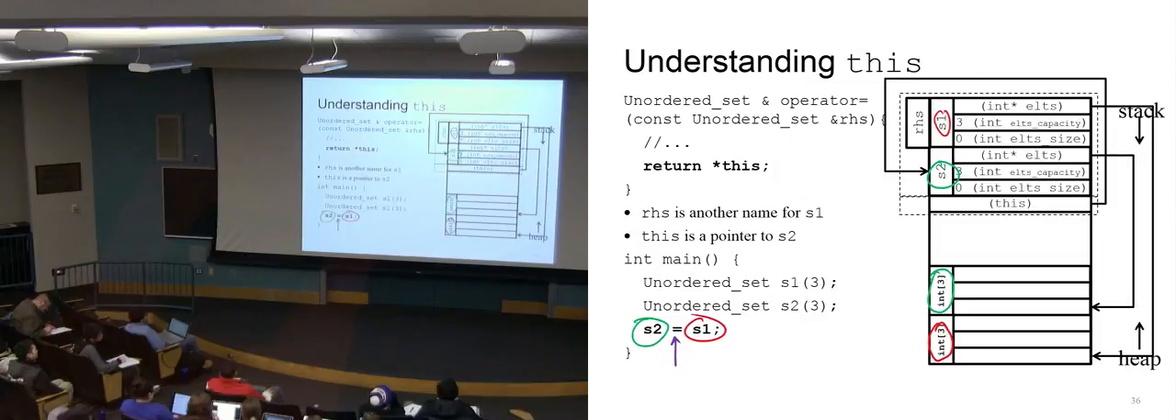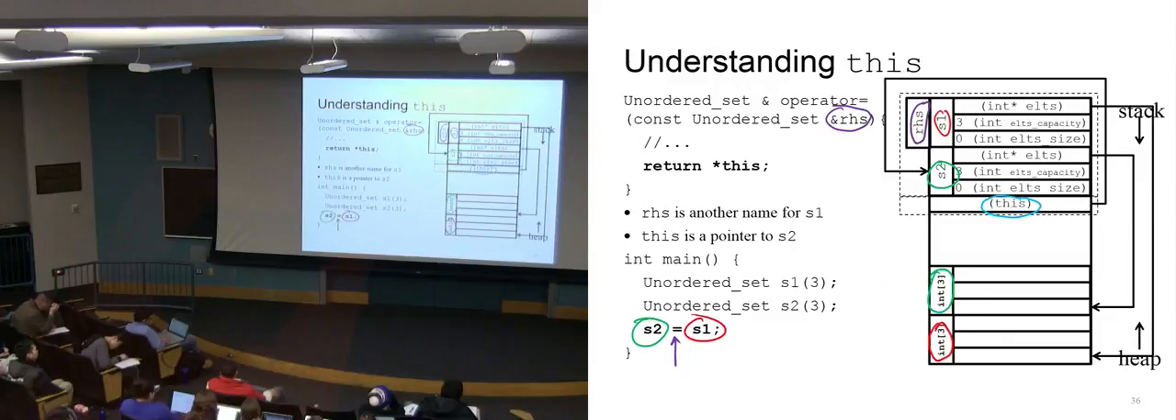The input RHS is a second name for a variable that already exists. It's a second name for S1 in my example. We already learned about what references are. So this is me taking the rules that we already know about references and applying it to a much more complicated situation. The rules haven't changed. The situation's more complicated, though. We also learned about this in the past. The rules for this have not changed, but again, it's a more complicated situation.